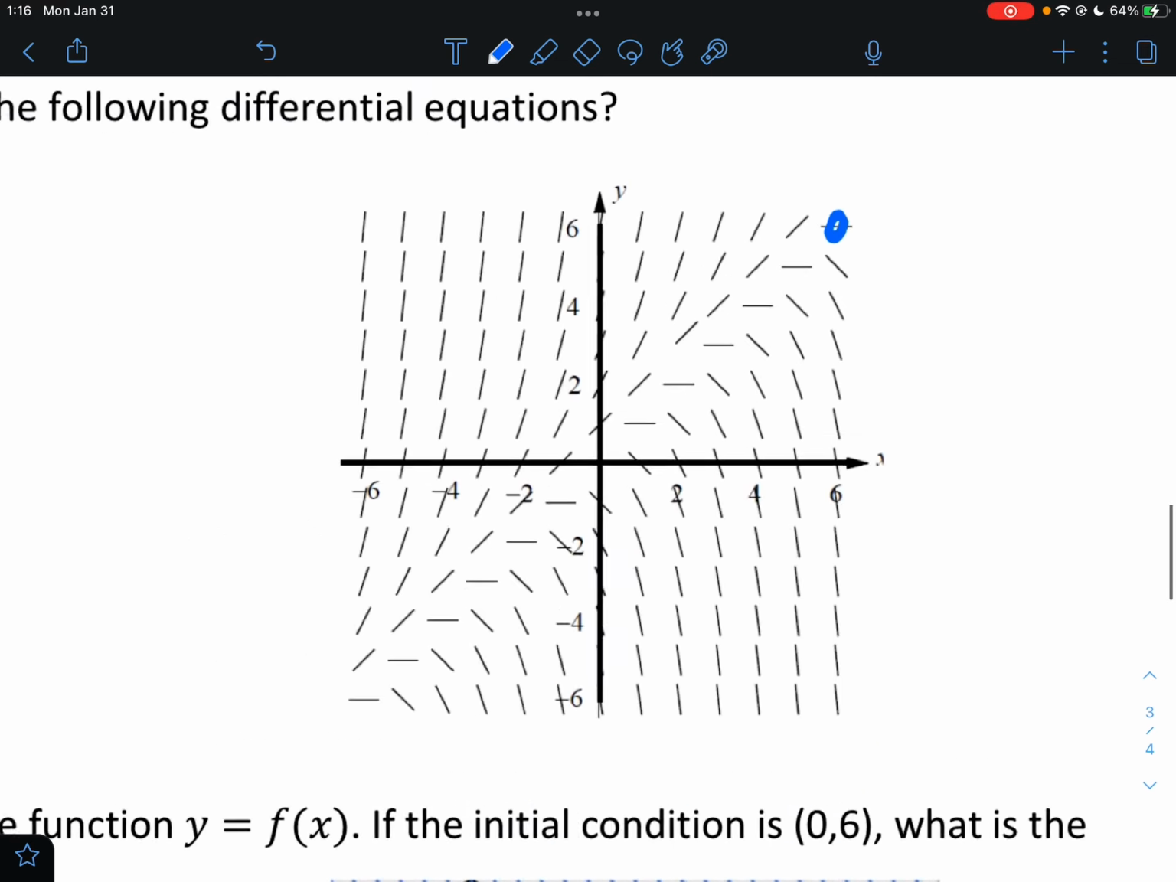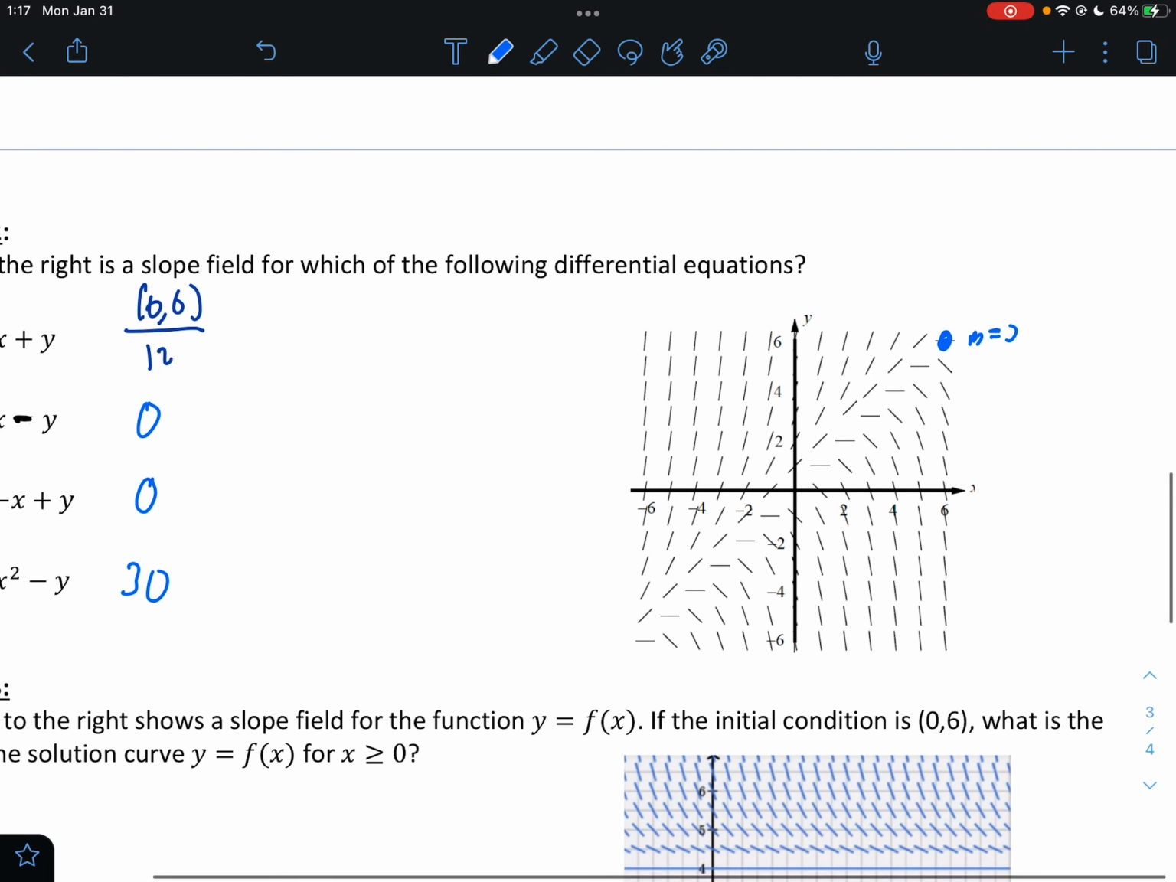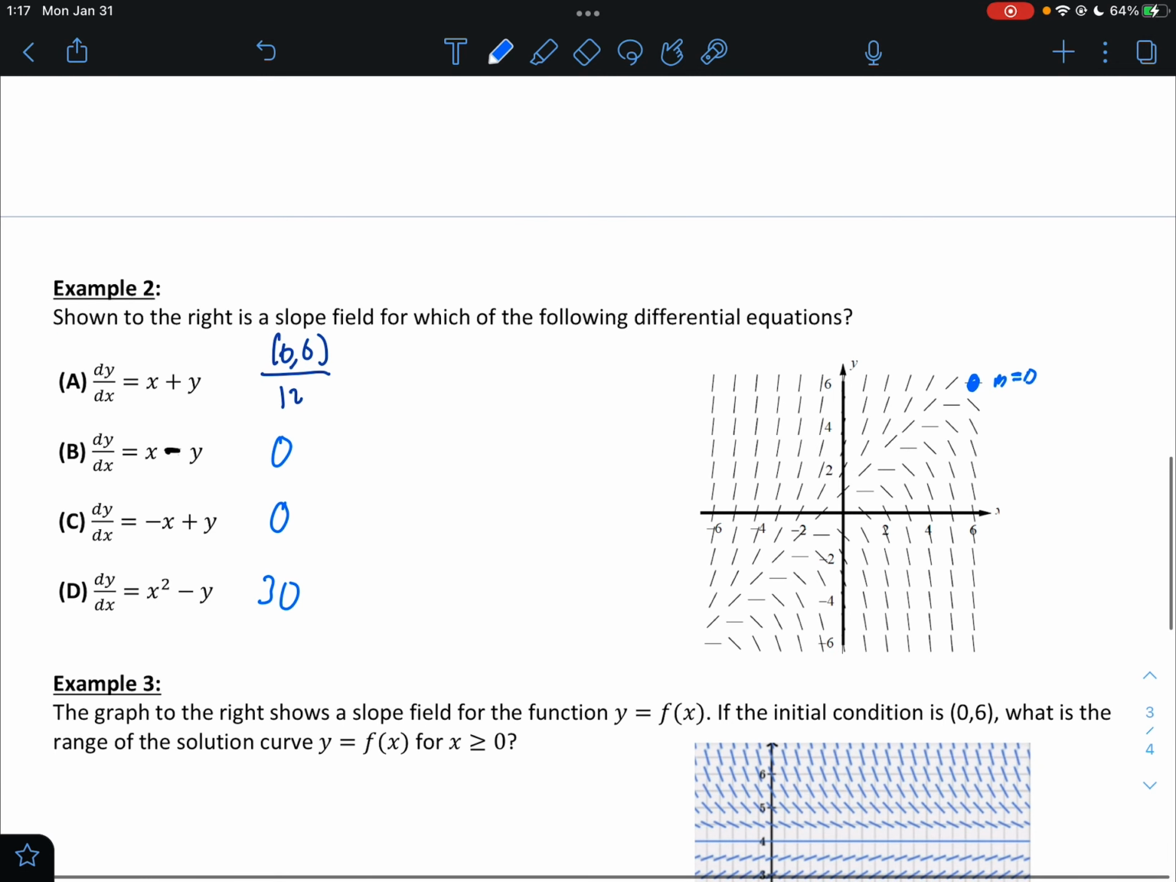All right, so the slope at 6, 6, that looks to be 0. I'm not sure that it's 0, but it's either 0 or really close to 0. So it's definitely not 12, and it's definitely not 30. So it's definitely not A, and it's definitely not D. So it could be B or C.